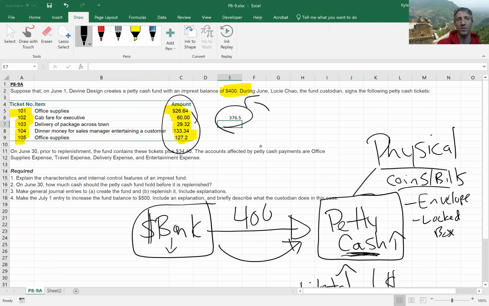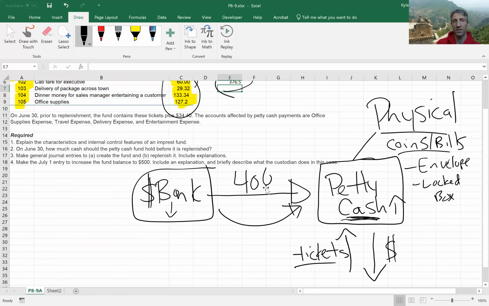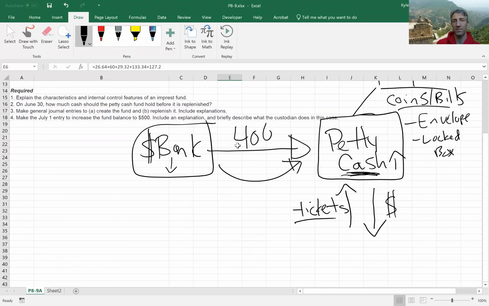So there's $396.50 in receipts that went into petty cash. So in this case, it was $376.50. The value of these tickets is $376.50.